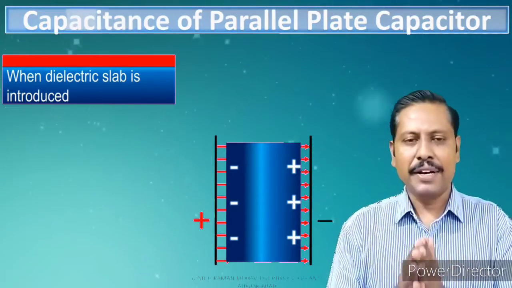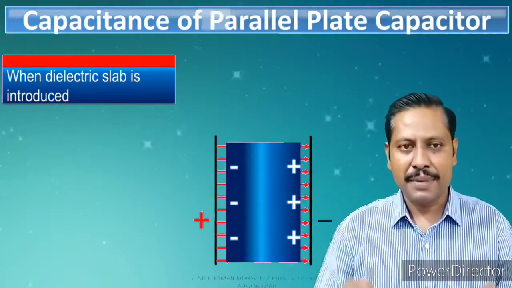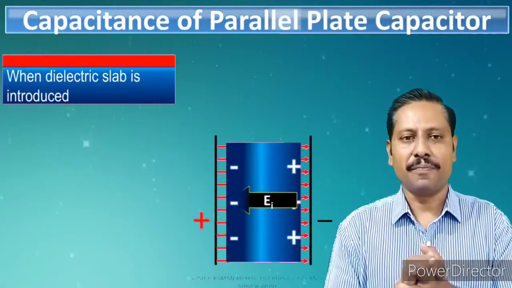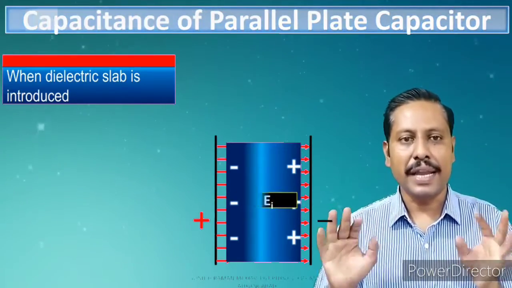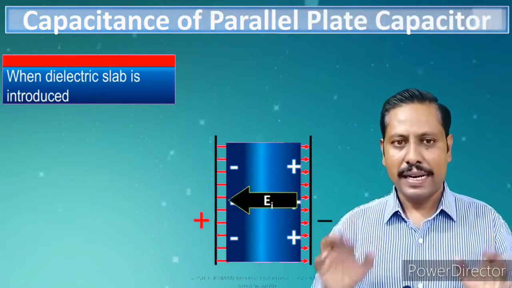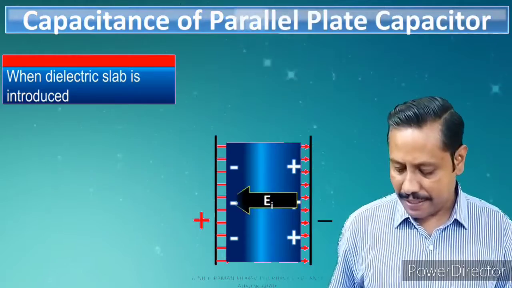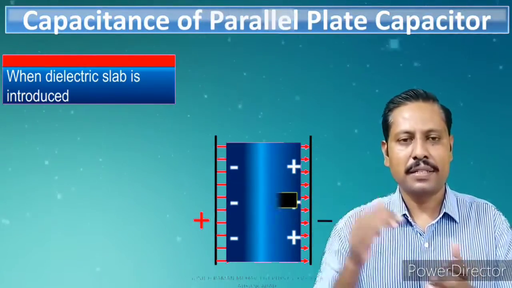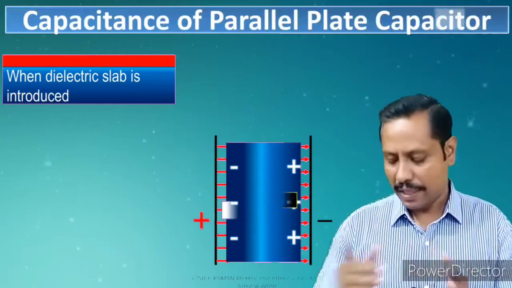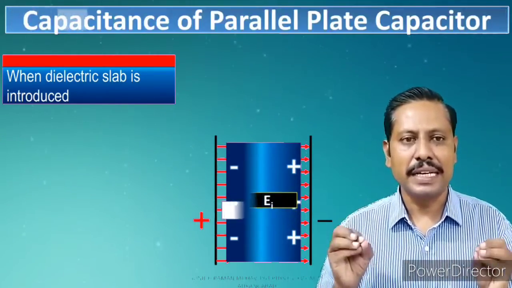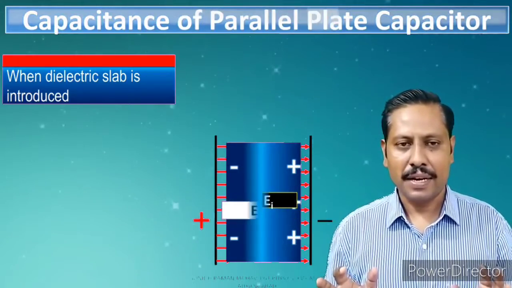So this realignment of the charges within the dielectric slab itself gives rise to the internal electric field. Let me call this as EI. Okay, it is called the internal electric field. At the same time, the plates are also giving electric field here, which I am showing here now in that white arrow. Okay, let us say it is, suppose, EE. EE is the external electric field here, right?